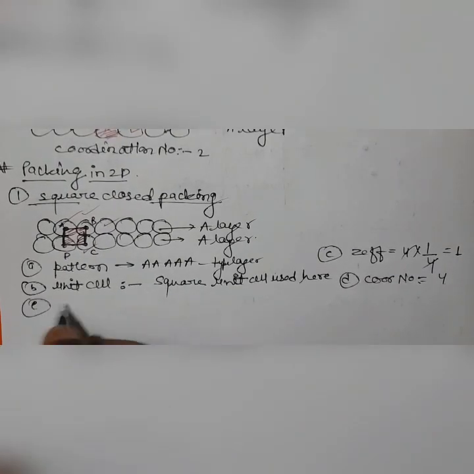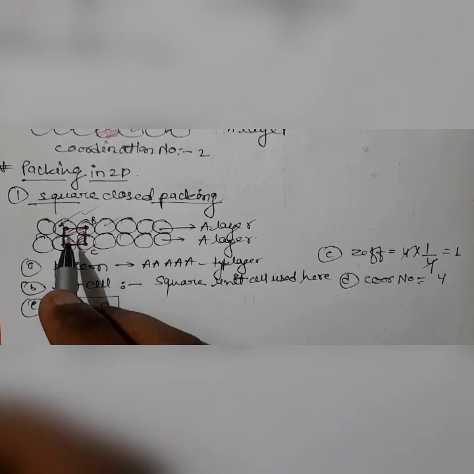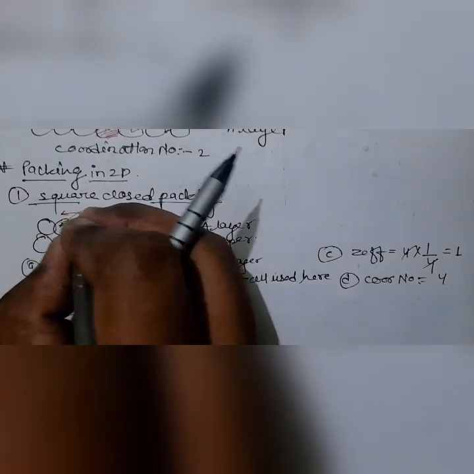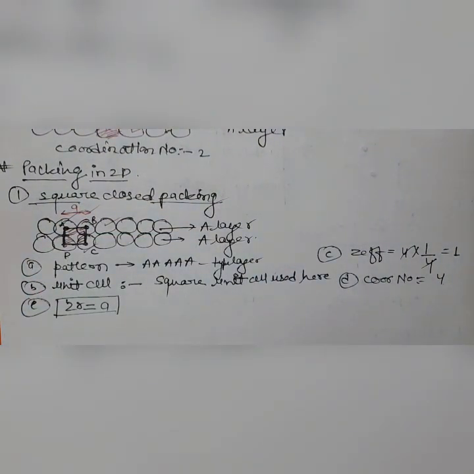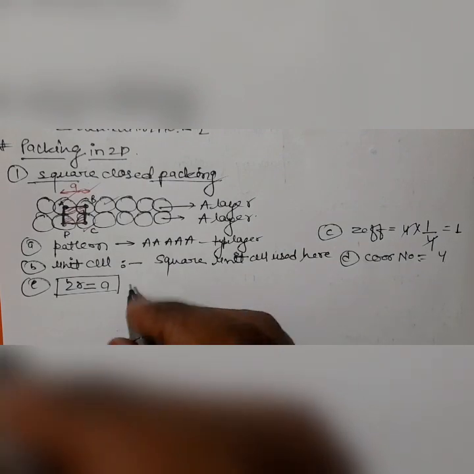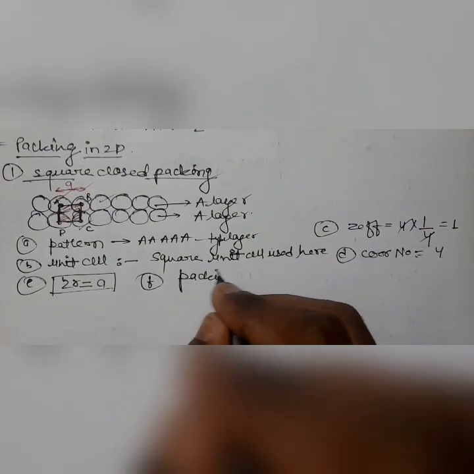Now another question that may be asked is the relation that exists here, which we easily find: this is a, and that is the distance between their 2 radii, so a equals 2r. Now the other important thing is the packing fraction.